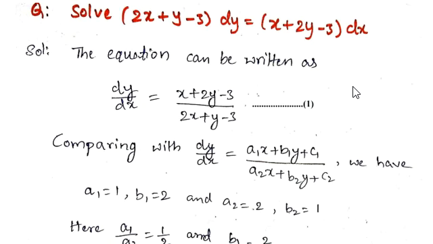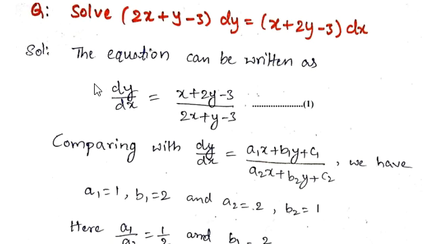When an equation is in the form dy/dx = (a1x + b1y + c1)/(a2x + b2y + c2), where a1, b1, c1 and a2, b2, c2 are constants, and at least one of c1 and c2 is not equal to 0, then the given differential equation is not a homogeneous equation. But you can reduce this equation to homogeneous form, and let us see the procedure here.